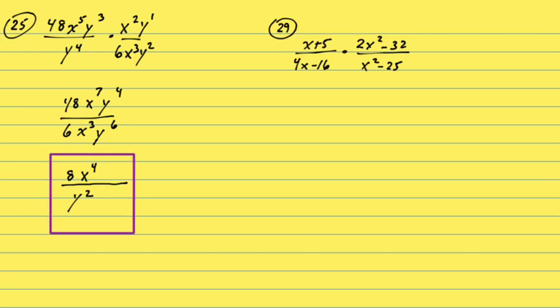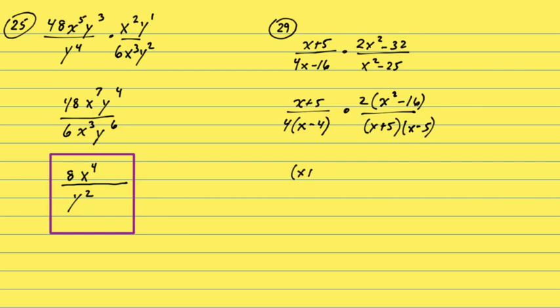In 29, you're going to want to factor these. You can take a 4 out of 4x minus 16. You can take a 2 out of 2x squared and 32. 2 times 16 is 32. This will factor to x plus 5, x minus 5. So far on the top, I have this.